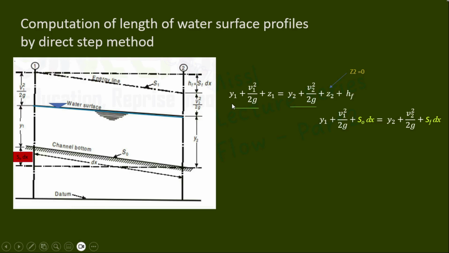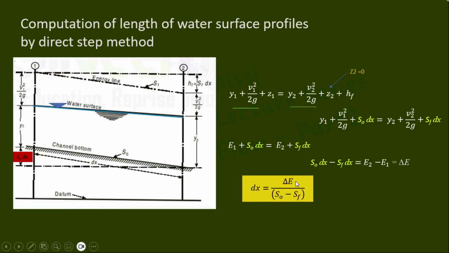Now what is y1 plus v1 square by 2g? y1 plus v1 square by 2g, that is the specific energy at the section 1, and y2 plus v2 square by 2g, that is the specific energy at the section 2. So if we are replacing this term by E1 and this term by E2, this equation can be rewritten as E1 plus S0 into dx equal to E2 plus SF into dx. So this can be written as S0 dx minus SF dx equal to E2 minus E1, that is equal to delta E, or dx equal to delta E divided by S0 minus SF. This is the principle of this direct step method.